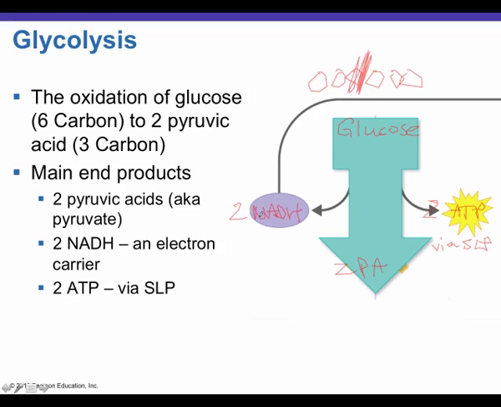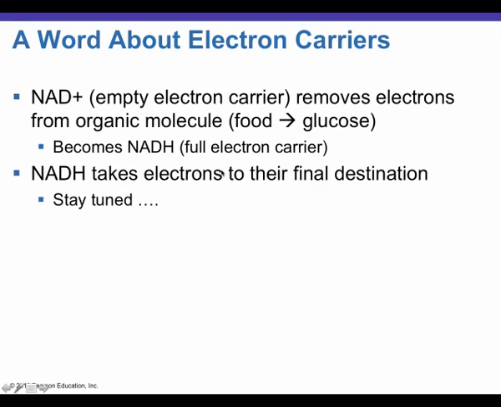All right. So let's look at this strange molecule we call NADH. Now, NADH actually starts off life as NAD+, and NAD+ is an electron carrier. It's an empty electron carrier. And what do you think it does? It carries electrons, right? It has pockets where it can carry electrons. NAD+ can remove electrons from food, i.e. glucose, and when it does, it becomes NADH, right?